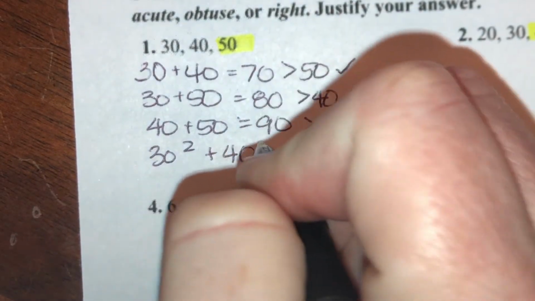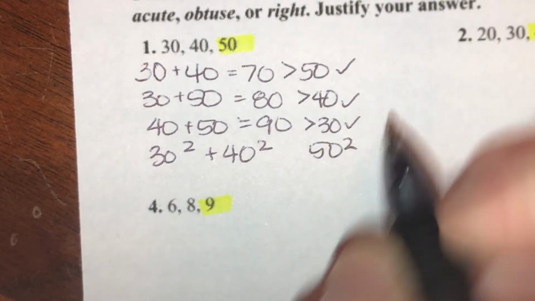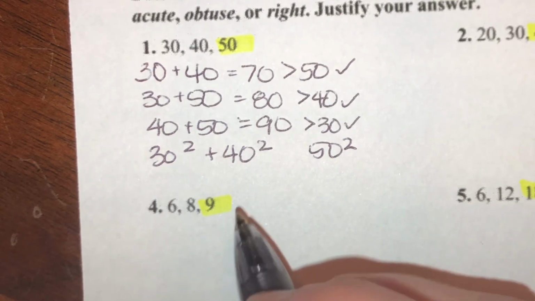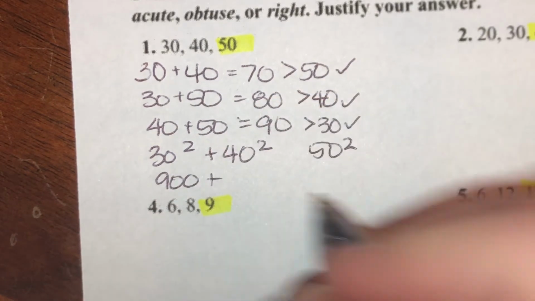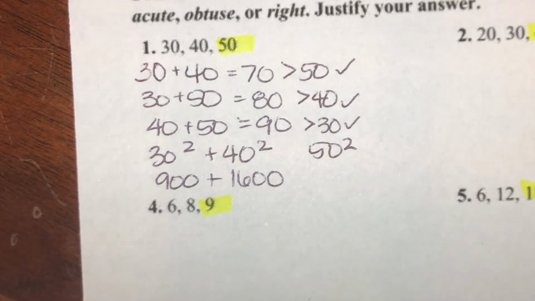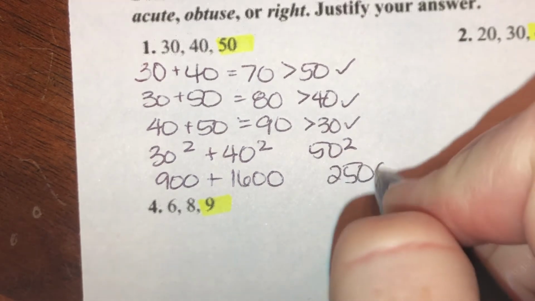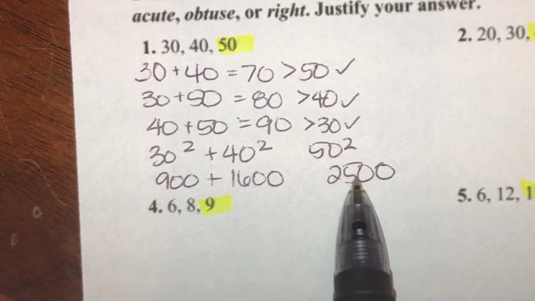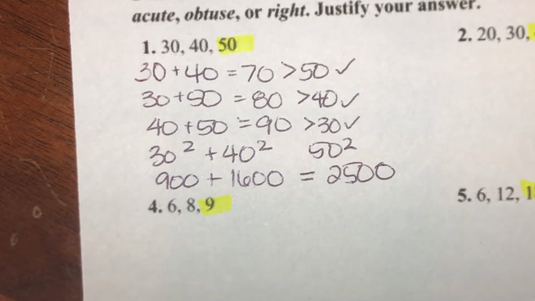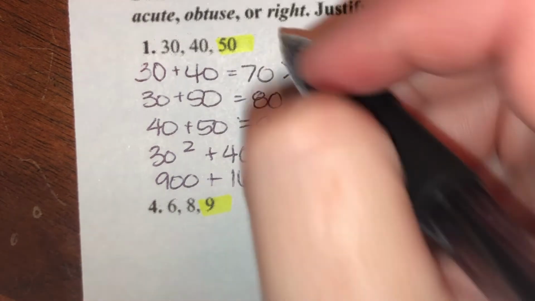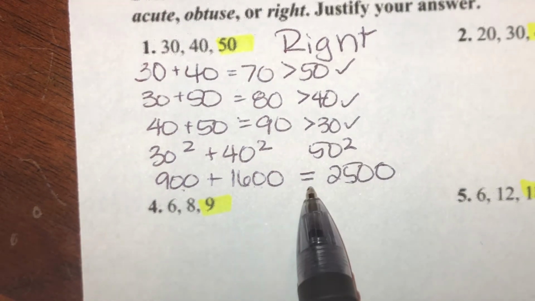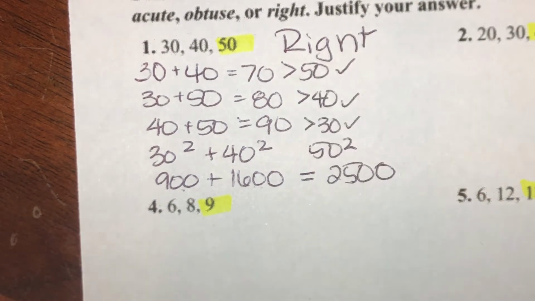All right, so 30 squared plus 40 squared, and then I have 50 squared over here, and I don't know if they're equal yet, or greater than, or less than. 30 squared is 900. 40 squared is 1600. And 50 squared is 2500. And if I add 900 plus 1600, I get 2500. So these are equal, which makes this whole triangle here a right triangle. When a squared plus b squared equals c squared, then it's a right triangle.